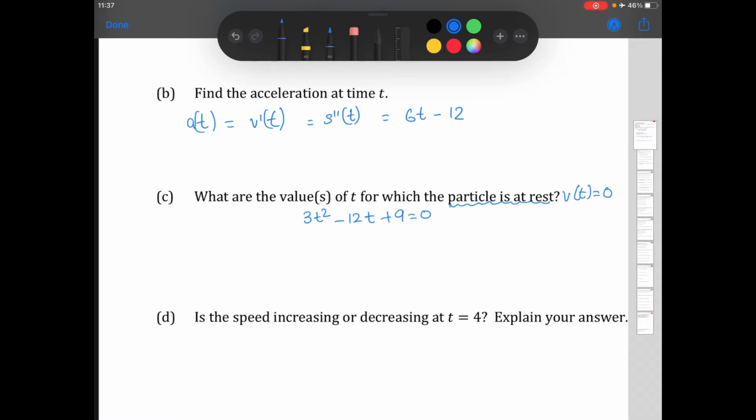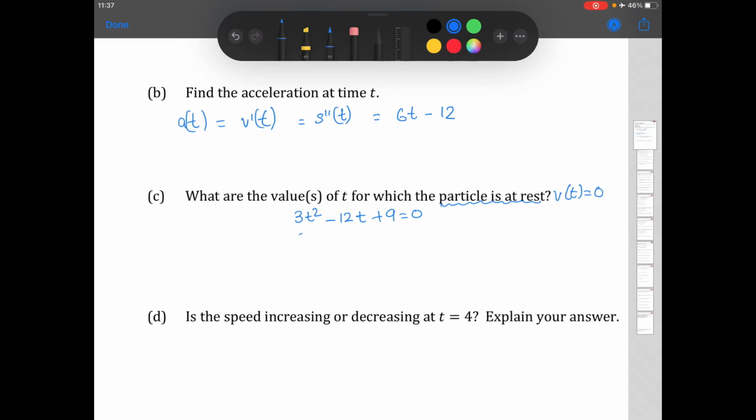And I'm going to factor it here. I can first factor out the 3. I'm left with t squared minus 4t plus 3. And then this would be t minus 3 and t minus 1 equal to 0. Oh, I divided by 3 here, so I could have gotten rid of the 3. So t is equal to 3 or t is equal to 1. So when is the particle at rest? At time 3 or 1 second. So at both places it is at rest.